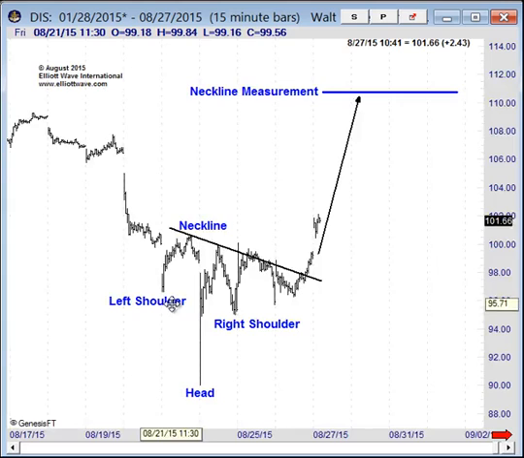Here we have a left shoulder, then we come down, make the head, bounce back up, come back down. Here's the right shoulder, and here's the neckline break. And really it wasn't until late yesterday that we began to decisively move above the neckline.